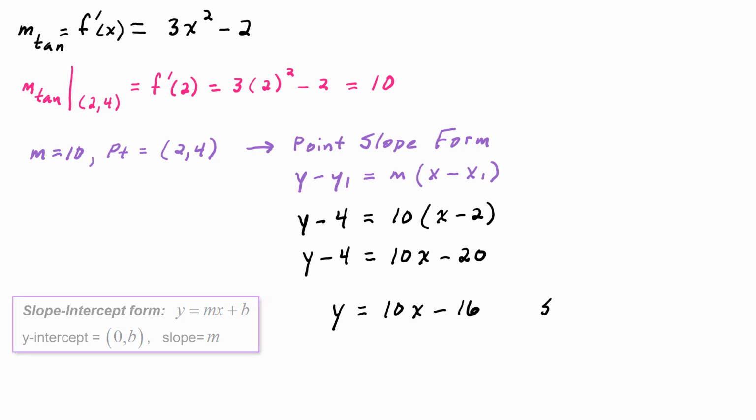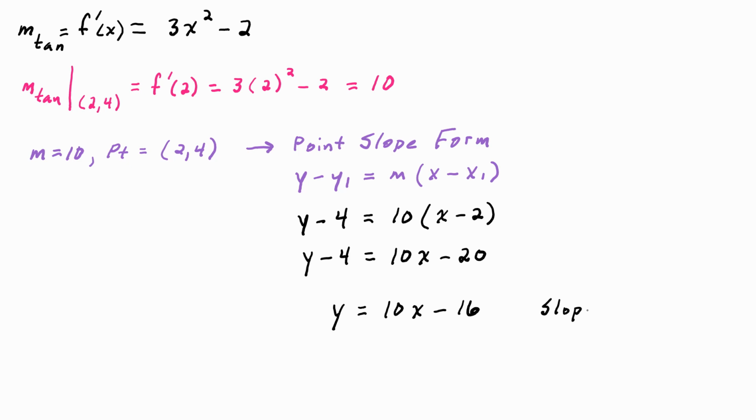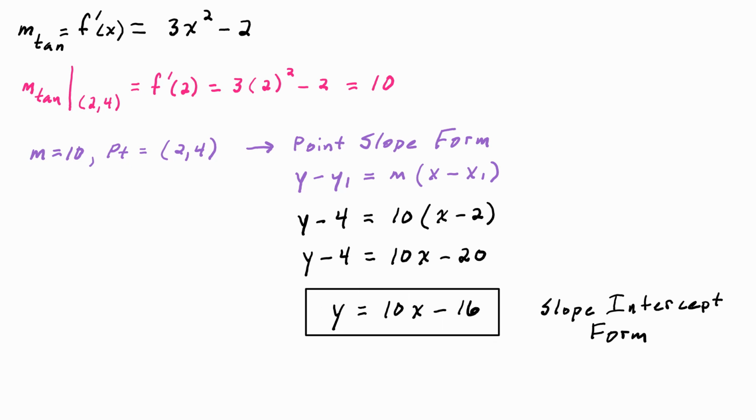And this is the slope-intercept form. So this is the equation of the line that is tangent to f of x equals x cubed minus 2x at the point (2, 4).